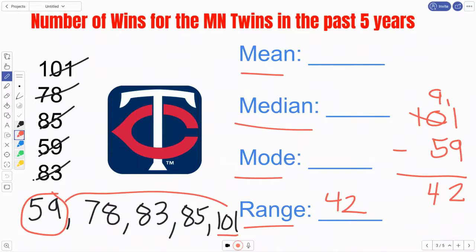Inside of our small group today, we will work a lot on, well, what does this tell us about the data? All right, but for now, your job is just to try to calculate it.